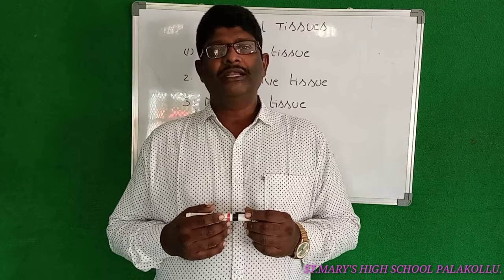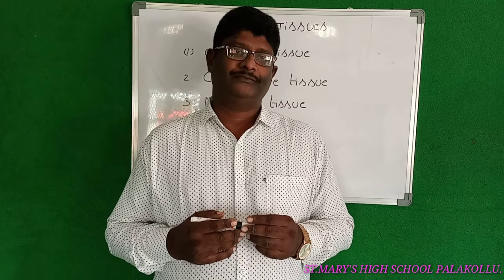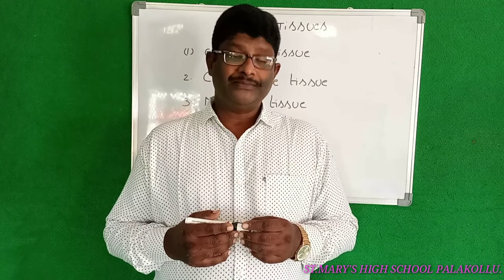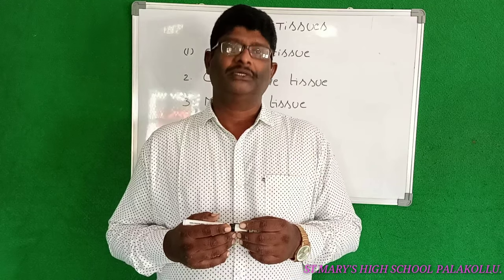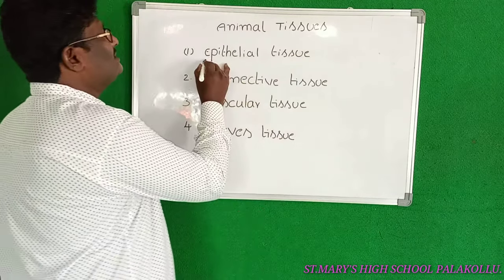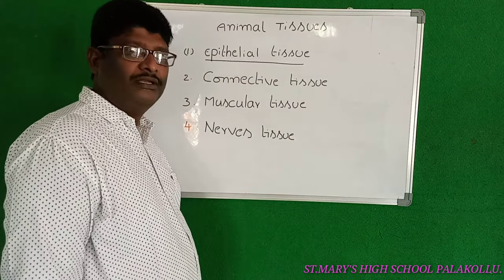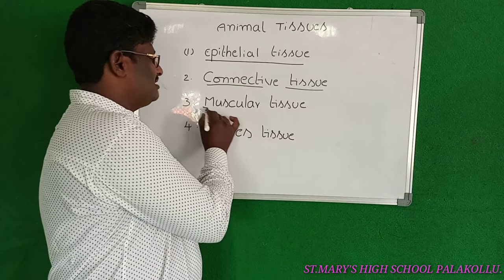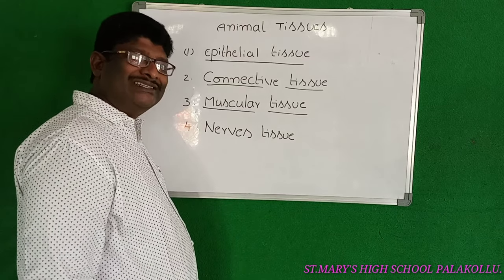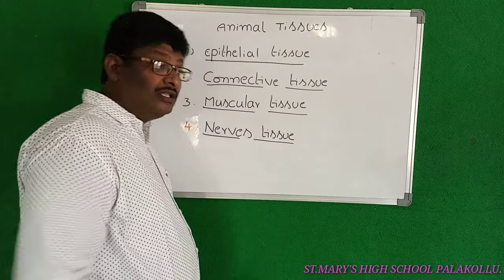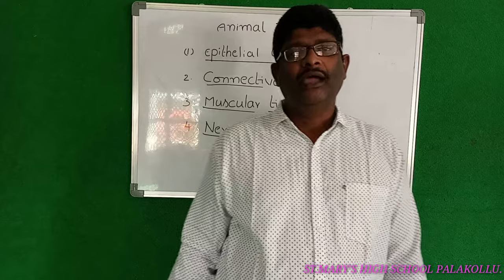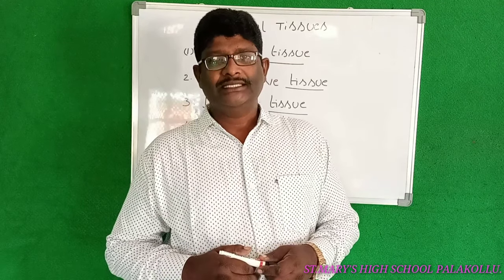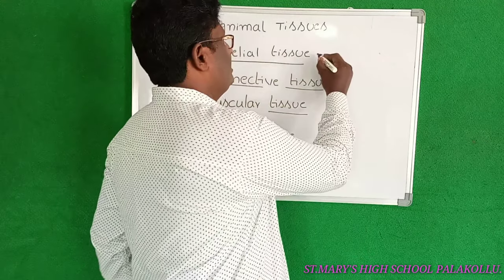In this class, we will learn about different types of animal tissues. How many types of animal tissues are there in the animal body? There are 4 types. What are they? First one, epithelial tissue. The second one, connective tissue. The third one, muscle tissue or muscular tissue. Fourth one, nerves tissue. These are the 4 types of animal tissues in the animal body. In this class, we will see one by one in a detailed manner. The first one, epithelial tissue.